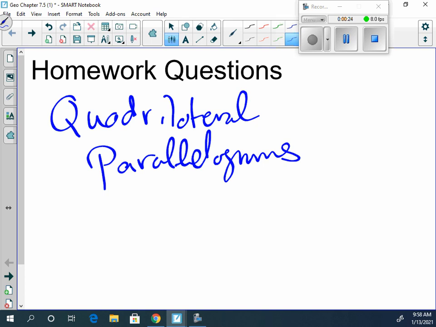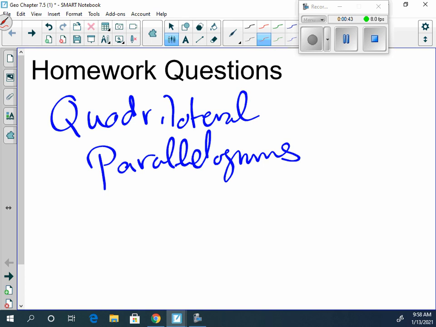And parallelograms were four-sided figures with what? Two sets of parallel lines. So if a four-sided figure had two sets of parallel lines, it is a parallelogram. Or if a quadrilateral had opposite angles that were congruent, or opposite sides that were congruent, then it was a parallelogram.